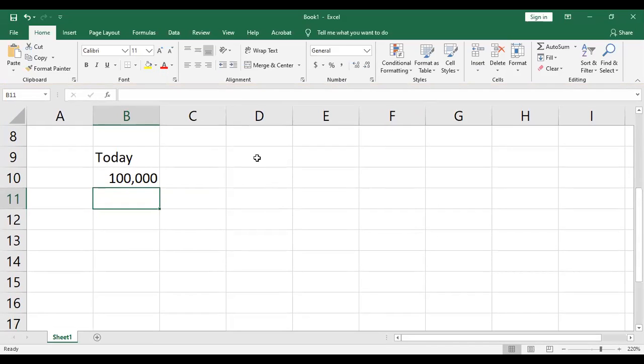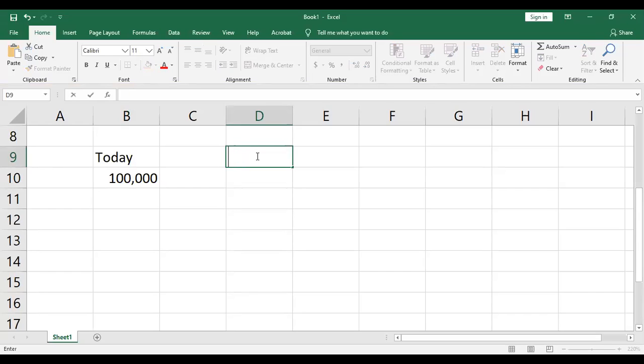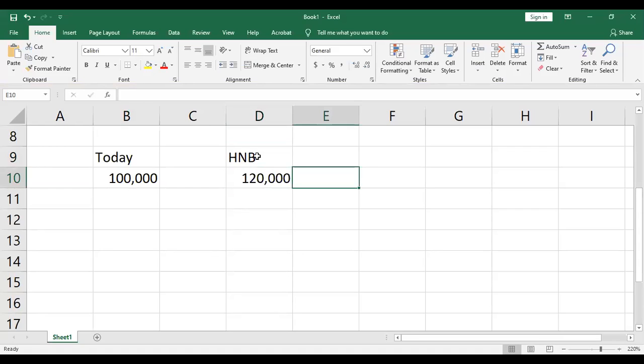Today you have 1 million, and commercial bank, so HNB, provides you 120,000 after 1 year. And you have an investment opportunity. If you put that money into the business, a new investment venture, you will get 110,000.